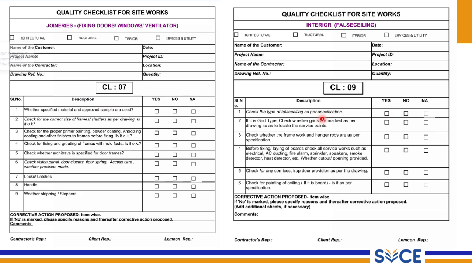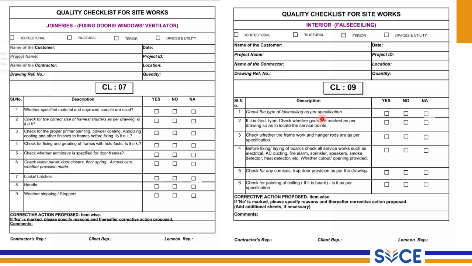Check for the correct size of frames and shutters as per the drawing. Is it okay? Check for proper primer painting, powder coating, anodizing coating, finishes to frames before fixing. Is it okay? Check for proper fixing and grouting of frames with hold fast. Check friction panel, top closers, door closers, floor spring, whether provision is made. Locks, handle, weather stripping. So those things have to be checked for this particular work, joineries.